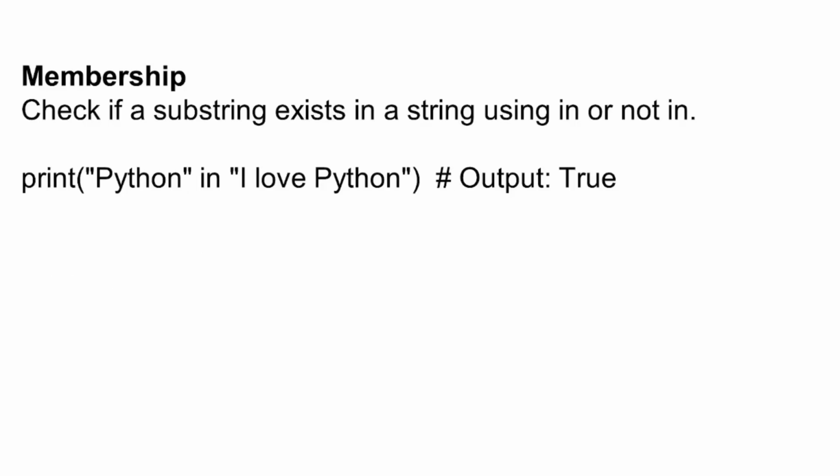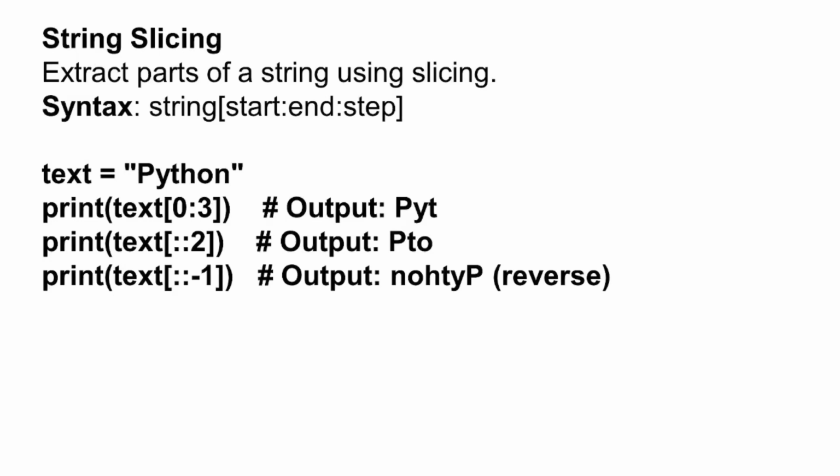Membership: check if a substring exists in a string using in or not in. Print Python in I love Python, output True. String slicing: extract parts of a string using slicing. Syntax: string[start:end:step]. Text = Python, text[0:3], output Pyt. Text[::2], output Pto. Text[::-1] is the reverse of Python.